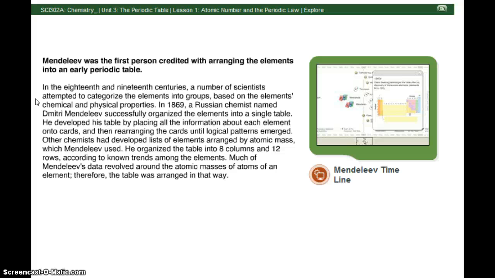Other chemists had developed lists of elements arranged by atomic mass, which Mendeleev used. He organized the table into 8 columns and 12 rows, according to known trends or patterns among the elements. Much of Mendeleev's data revolved around the atomic masses of atoms of an element. Therefore, the table was arranged that way.